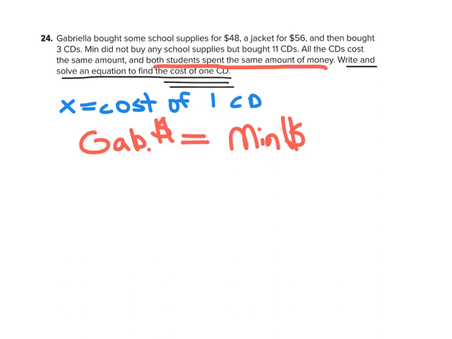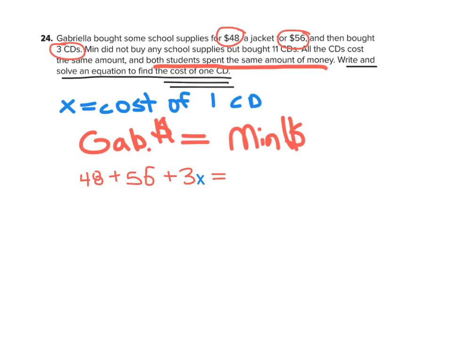So it says that Gabriella bought some school supplies for $48, a jacket for $56, and then bought 3 CDs. Now, I don't know the cost of each CD, but I do know that all the CDs cost the same amount. So that's going to be plus 3 times the cost of each CD to represent the 3 CDs she bought. So that's going to represent Gab's amount of money, Gabrielle's.